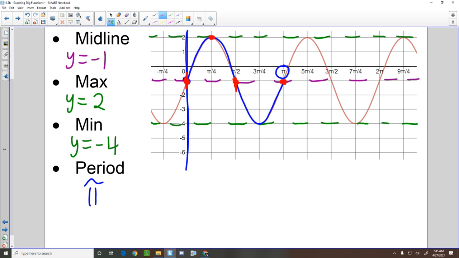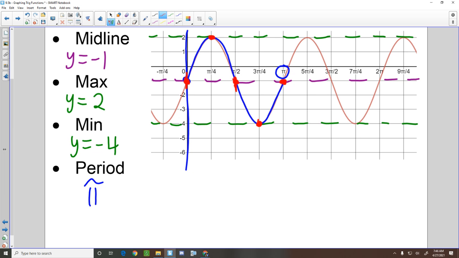I'm going to do something similar for the back half of the wave, starting at the halfway point and going to the end. So between pi over 2 and pi, cut that in half. And I know that the sine wave has to be at its minimum at that point. So I look halfway between pi over 2 and pi. That would be 3 pi over 4. And I'm going to plot another point at the minimum, on that minimum guideline.